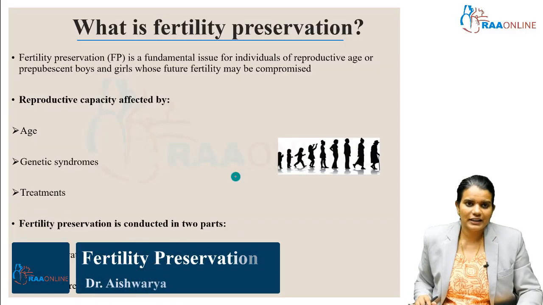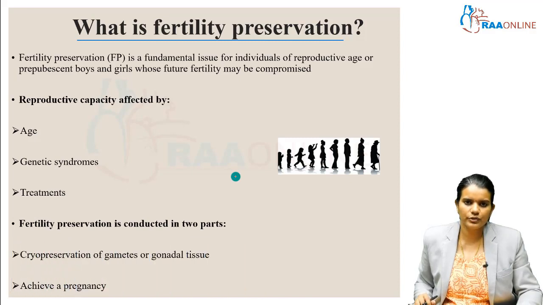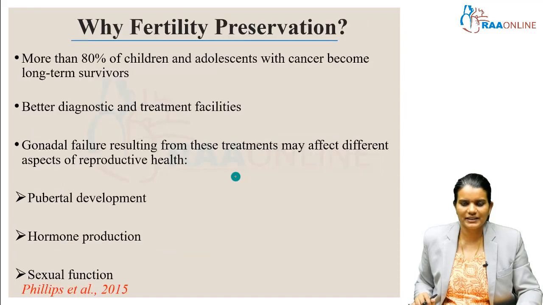Now, what is fertility preservation? It's a fundamental issue for individuals of reproductive age or prepubescent girls and boys whose future fertility may be compromised. It is affected by age, genetic syndromes, and treatments. Preservation is conducted in two parts: cryopreservation of gametes or gonadal tissue, or to achieve a pregnancy.